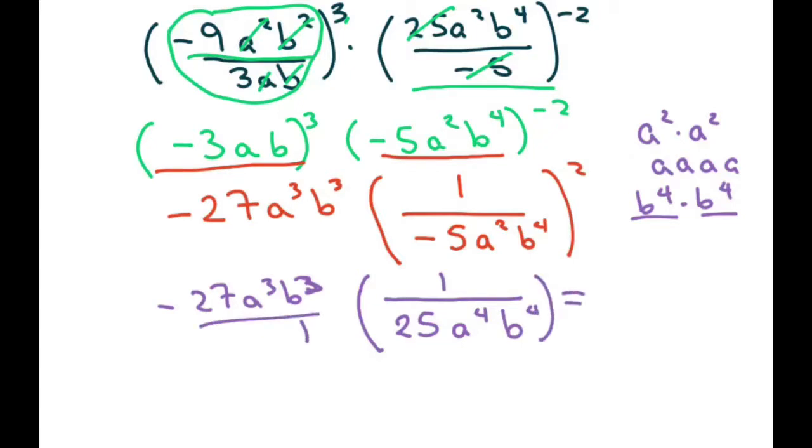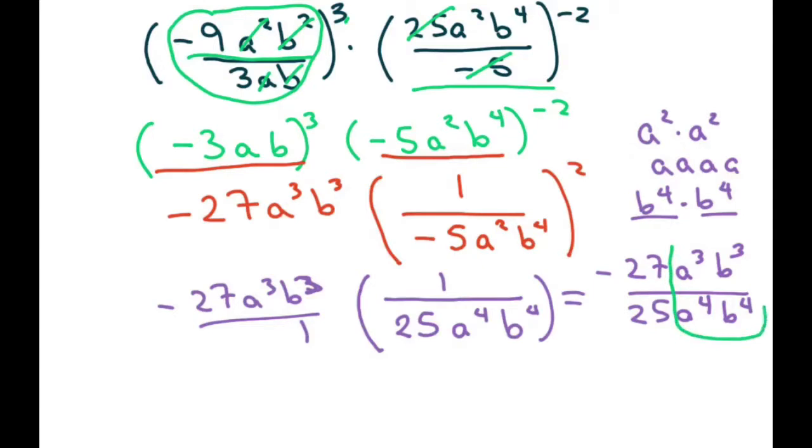So I'm going to go ahead and write all this out. -27 a cubed b cubed over 25 a to the 4th b to the 8th. And the only thing we can do now is simplify this bit here. A cubed goes into a to the 4th once. And this b cubed divided by b to the 8th would leave b to the 5th. So our answer is -27 over 25ab.